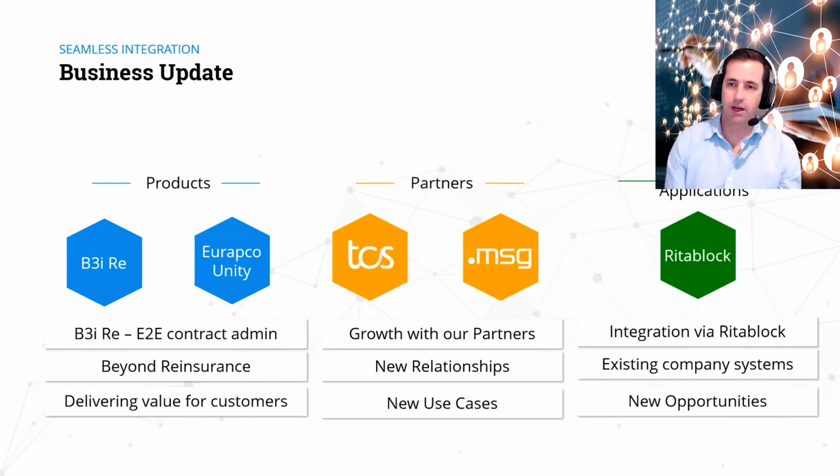Our team of 100 people across B3i, MSG, and TCS are working full-time on many projects across multiple lines and types of businesses: reinsurance, commercial insurance, and retail. These include, as I mentioned, market solutions, but also regional sub-networks. And we're very excited about the growth of this ecosystem in the coming months and with the announcements that we will bring to you later.